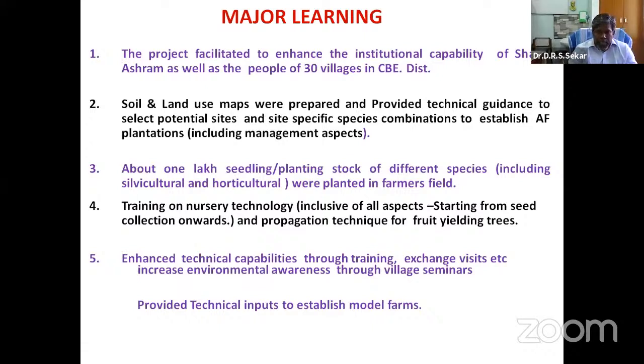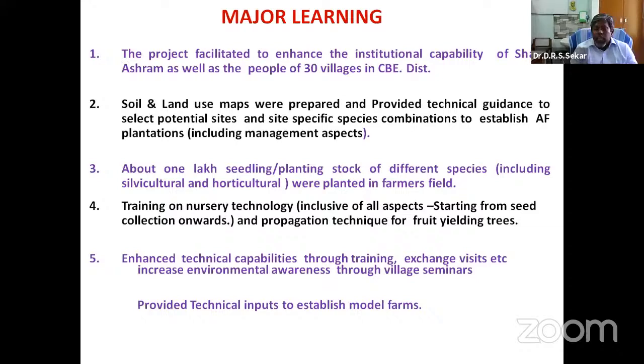This project facilitated enhanced institutional capability. This is the Shanti Ashram, which was the recipient of this fund, and IFGTB played a consultant role. Soil and land use maps were prepared and technical guidance was provided, with more than 1 lakh seedlings and planting stock of different species, including silvi-horticulture species, being given. Training in nursery technology was one of the key issues, and the women folk were trained.